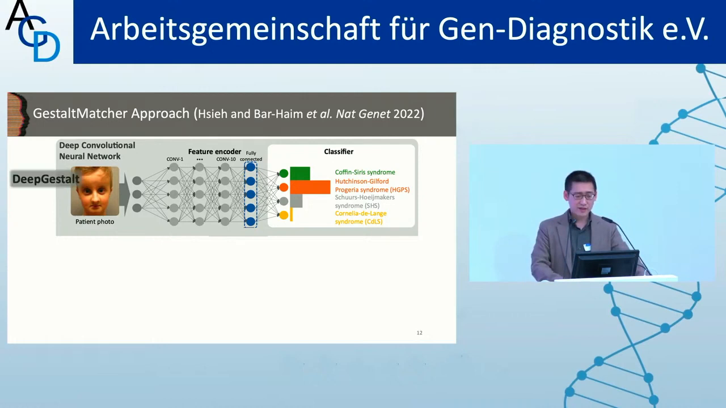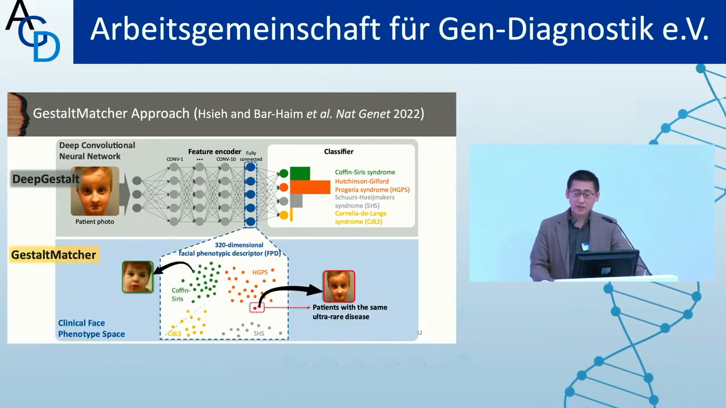How we extend Deep Gestalt to the Gestalt Matcher approach is that we take the last fully connected layer in the feature encoder as a feature representation vector. Then we use this feature representation vector to span another space called the clinical face phenotype space. This is a 320-dimensional space, and each photo or each patient is a point located in this space. Therefore, we can calculate the distance between patients or between photos in this space to quantify their similarity.